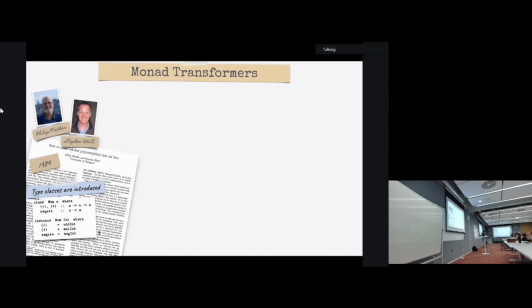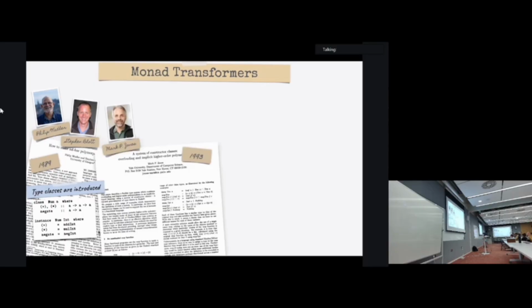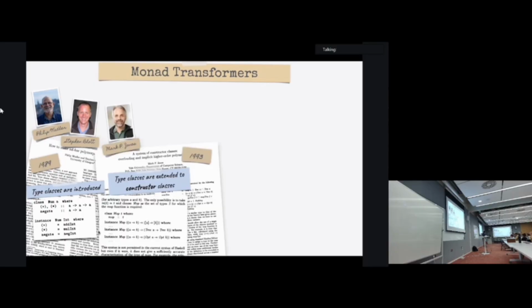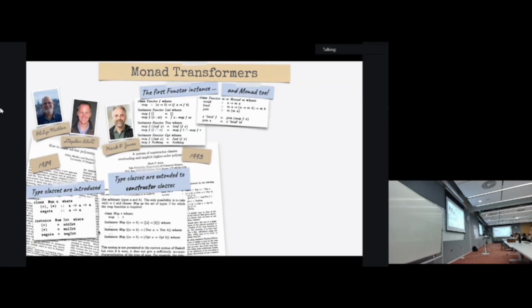So type classes are introduced, which is a big idea in this paper. And then Mark Jones, in this other paper, starts implementing constructor classes. So that's defining operations using type classes over data types, so things like functors. And he in fact defines the first functor instance in that paper. And he also introduces monads. So this is the first time where monads are not just seen as a particular monad in a particular context, but rather as a general programming idea with an interface that we can program to.